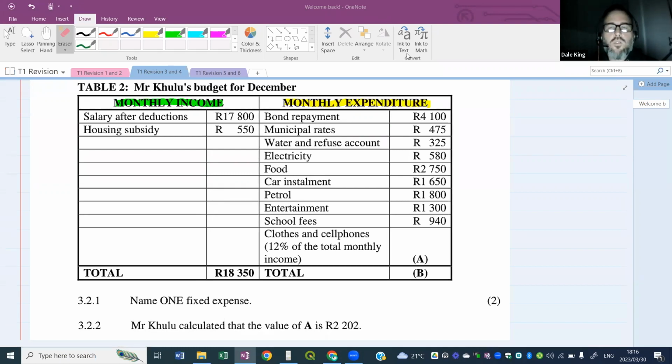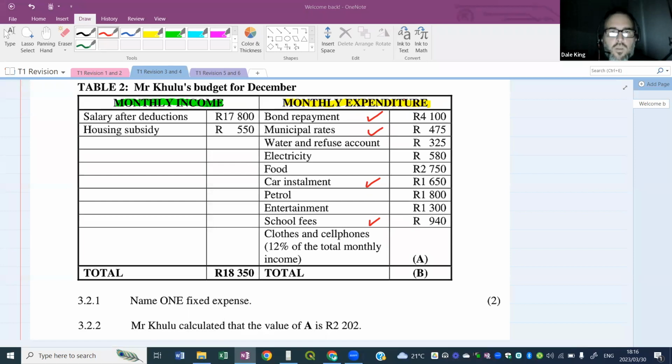School fees. Yes, good. School fees will be fixed. That shouldn't change. You pay the same amount every month. Good. Car installment. Yes, that'll also be fixed. Let me tick the ones that are fixed here. So a bond, you said, a car installment is fixed. School fees is fixed. Okay, municipal rates is fixed. Good, that'll be fixed.